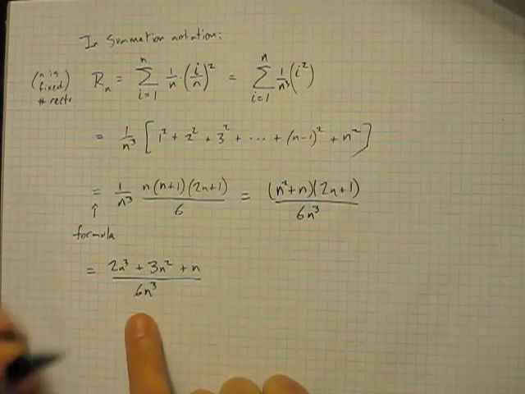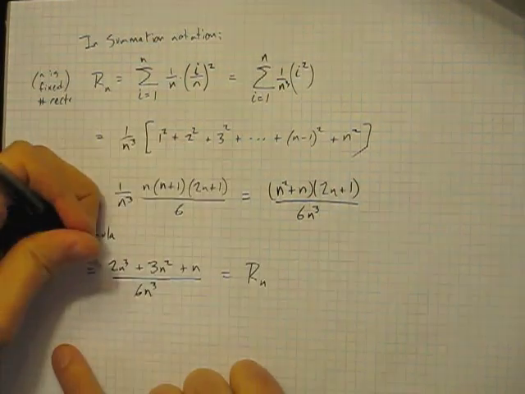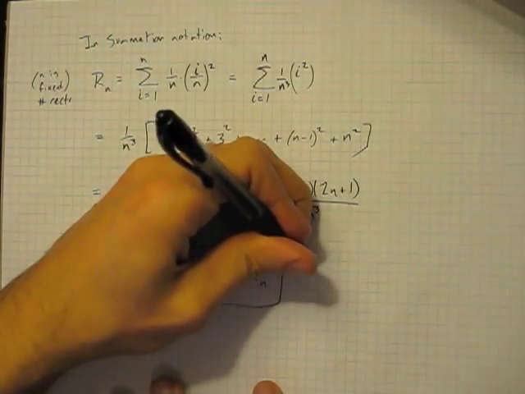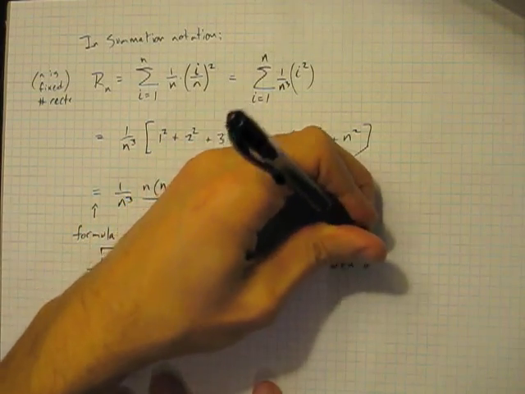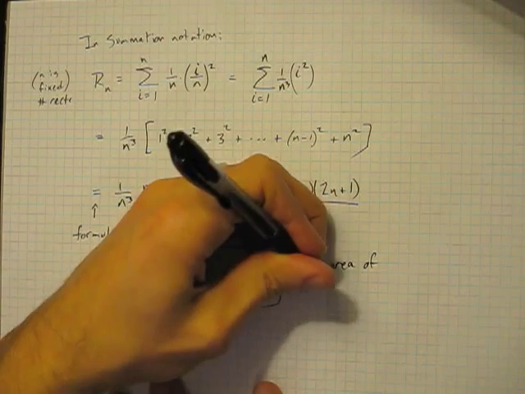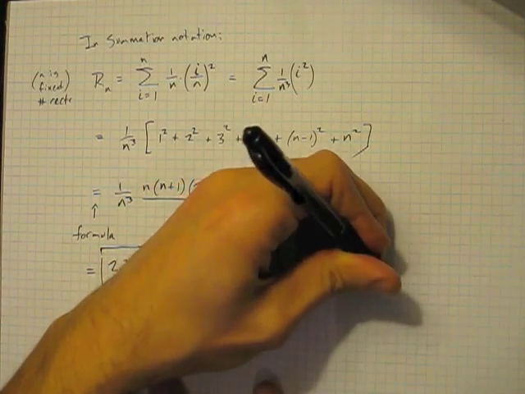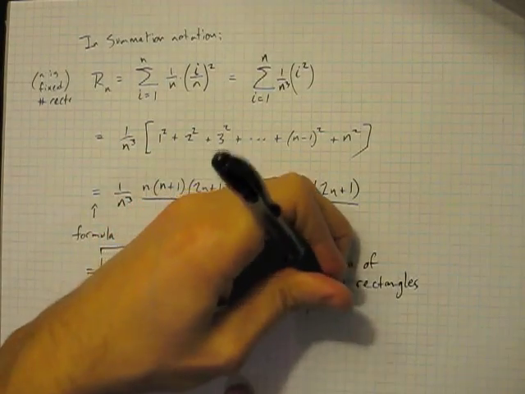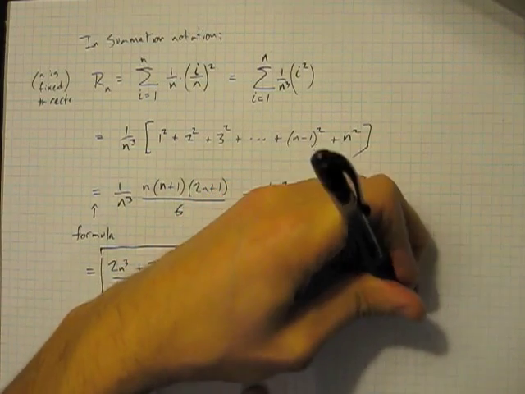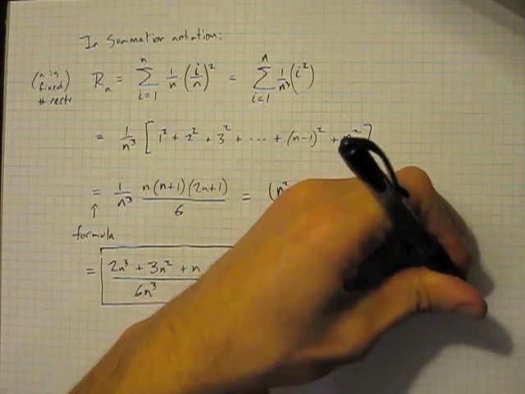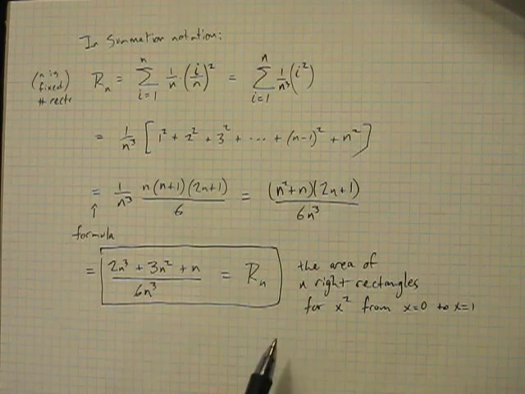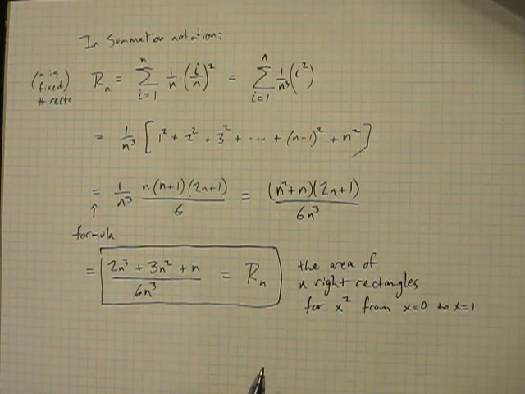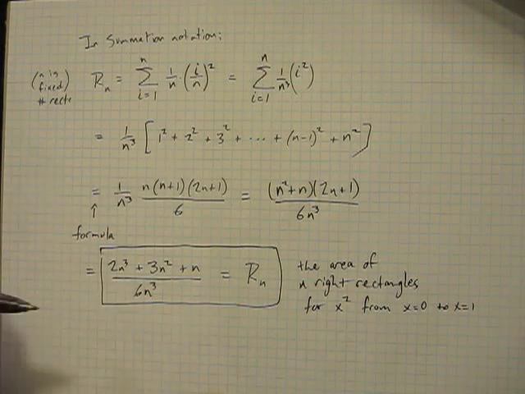Okay, so this is our formula for Rn. So this is key. No matter what n is, this is the area of n right rectangles for x squared from x equals 0 to x equals 1. Okay. But now, remember our observation from before. The more rectangles you use, the more accurate this estimate becomes. All right? And so that's analogous to taking a limit.